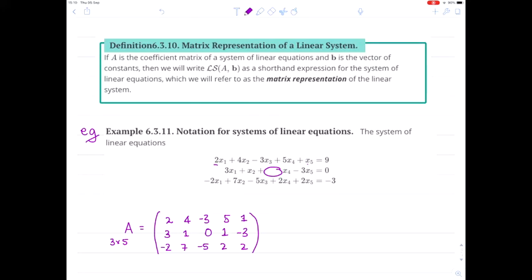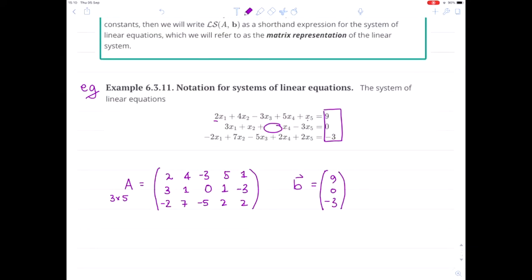If we want our constant vector, that is going to be called B. And our constant vector, we just pull out the numbers on the right-hand side of our equation. So b is going to be 9, 0, minus 3. And then finally our solution vector is going to, remember, have the same number of components as there are variables, so it's going to be a length 5 column vector, and it's going to be x1, x2, x3, x4, x5.